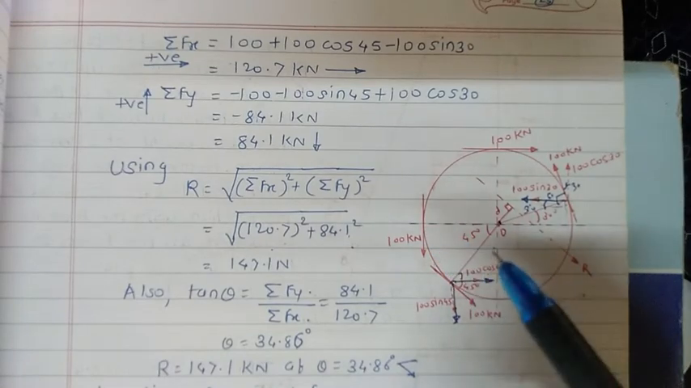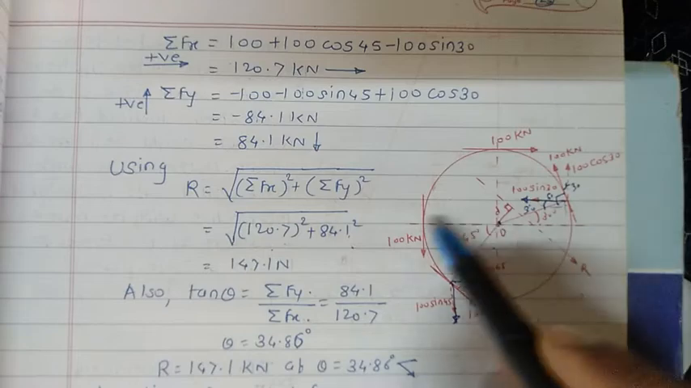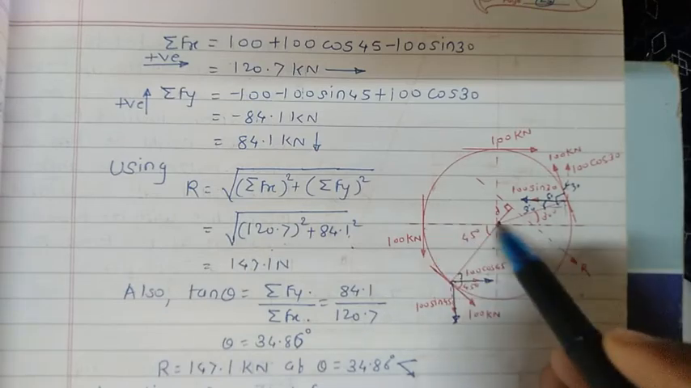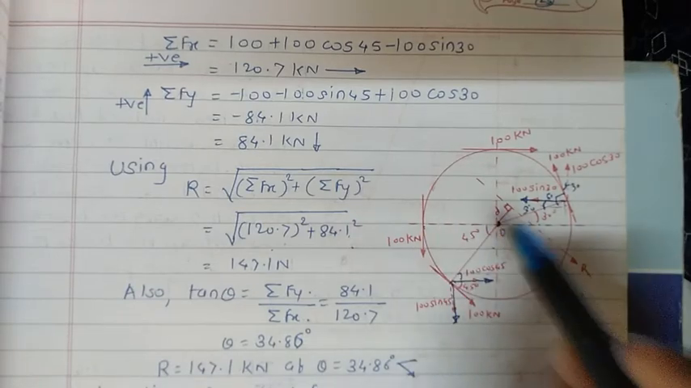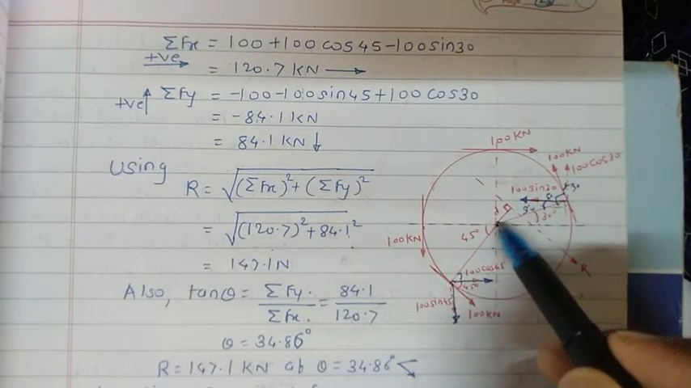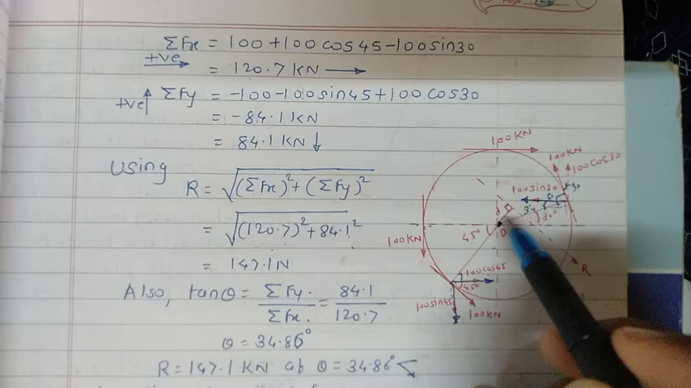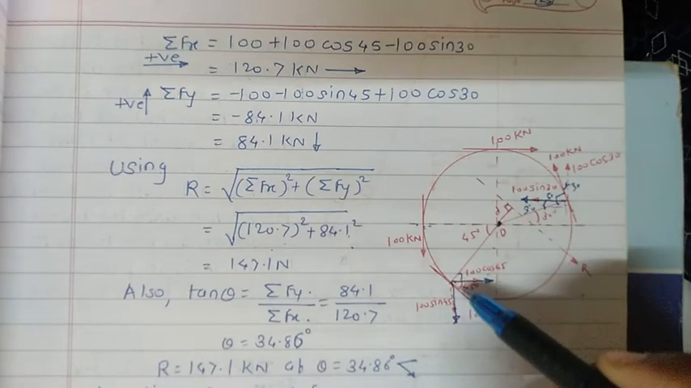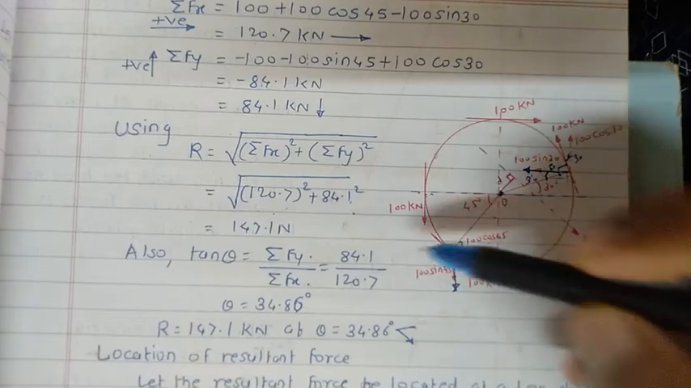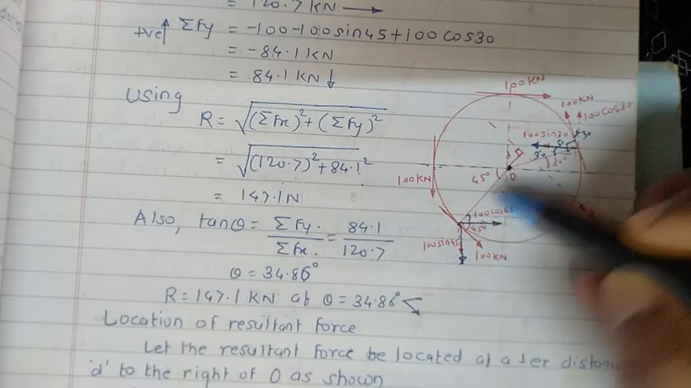Now it is very important to know the meaning of moment. Moment is the product of force and the perpendicular distance between the line of action of the force and the point about which the moment is to be calculated. If I concentrate on this force, this is the perpendicular distance, which is the radius. Again, for this 100 kilonewton force, if you take the moment about this point, you can get the perpendicular distance.